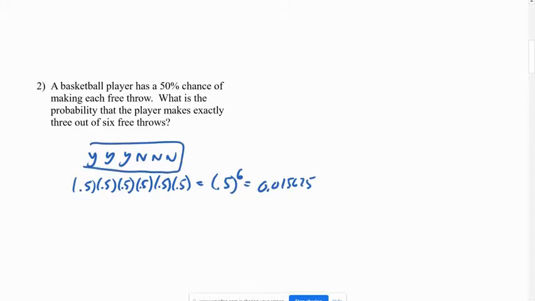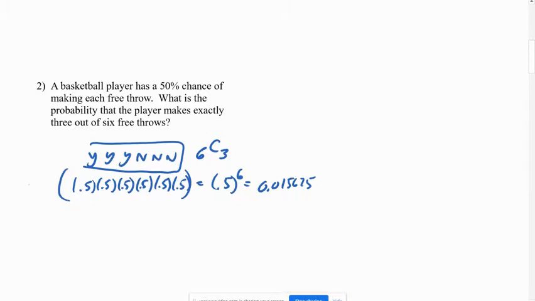Okay, but it didn't say we had to have three in a row and then miss three. So how many ways can we arrange these letters? And so the way of arranging these letters is 6 choose 3, because out of the 6 spaces, we're choosing which 3 are going to be yeses. And so this probability needs to be multiplied by 6 choose 3. So we have this, which gives the probability of all those things happening, times 6 choose 3.